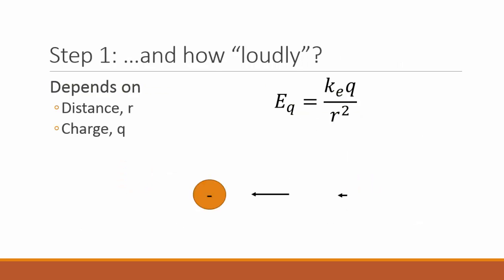But before I get to the second step, let's talk about the first step again by talking about the magnitude of this. So, in this case, we want to know not just in what direction is the electric field, or in what direction is it being told. It's always towards or away. But how loudly, how strong is this electric field? Now, the formula for it is that E sub q equals k sub e q over r squared.